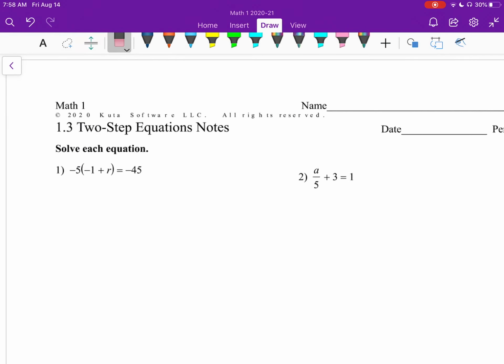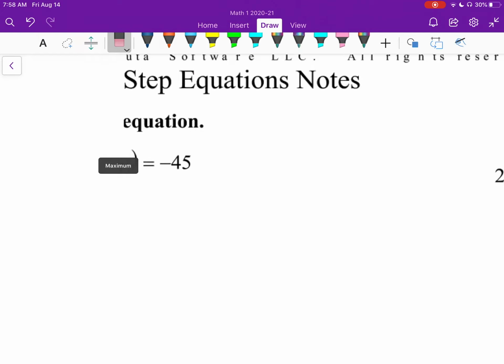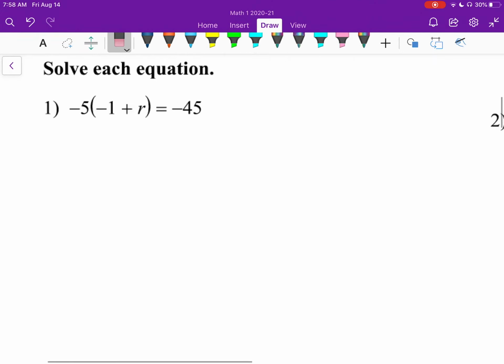Okay, Math 1, 1.3, two-step equation notes. Now, two-step equations are a lot like one-step equations, only they take two steps. So, number 1, we're still wanting to solve the equation. We're still wanting our variable to end up being by itself.